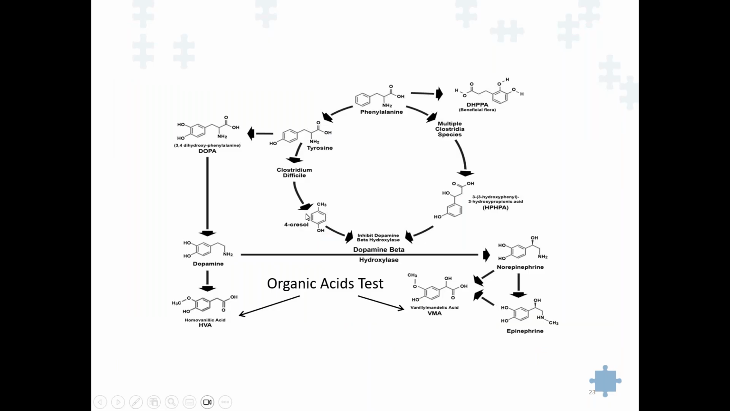So here's what's happening. Clostridia difficile will grab tyrosine and convert it to 4-creosol, and then that causes an inhibition of dopamine beta hydroxylase. HPHBA, because of its similar chemical structure, appears to also inhibit that enzyme. The bottom line is over time, we can start to get excess levels of dopamine. Dopamine metabolites are toxic or neurotoxic within the brain and nervous system. And then we are going to also get a depletion of norepinephrine and epinephrine over time as well.